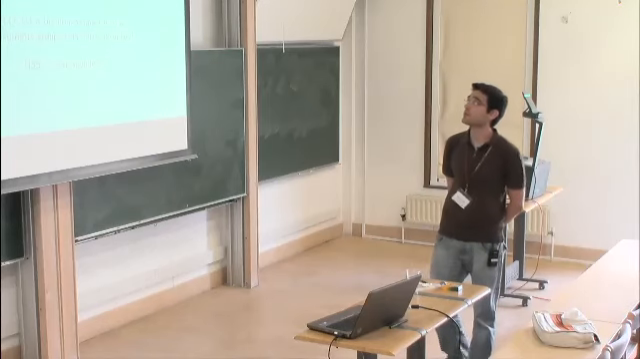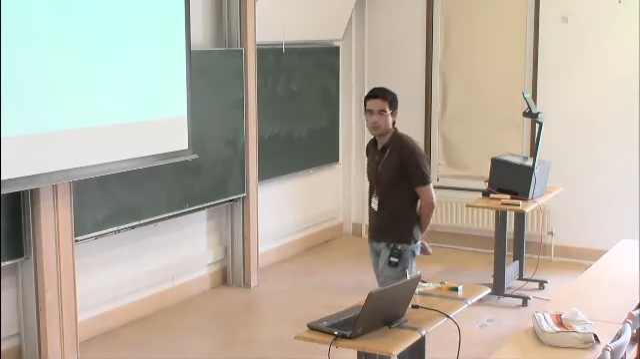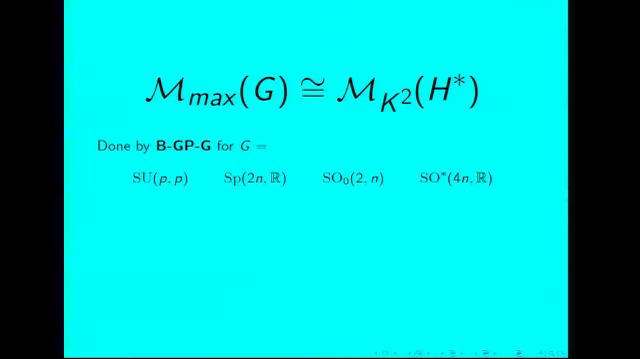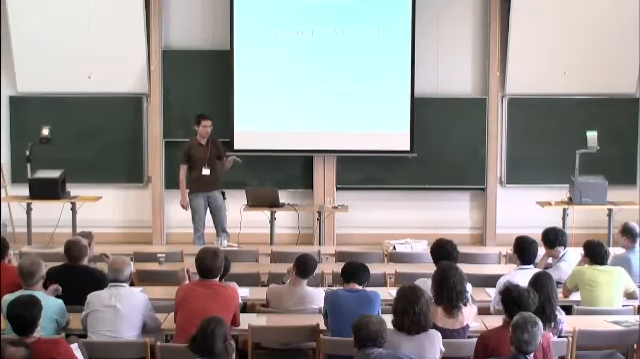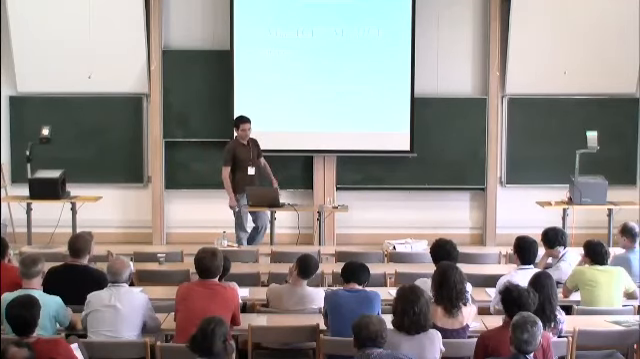This correspondence was stated like this and was proved by Roberto, Garcia Prada and Gothen for these classical families of Hermitian groups. It was a case-by-case proof, but they completely identified the group H dual as this non-compact dual of the isometry group. Nonetheless, there was no proof using that geometry. So what I'm going to show is how that goes.